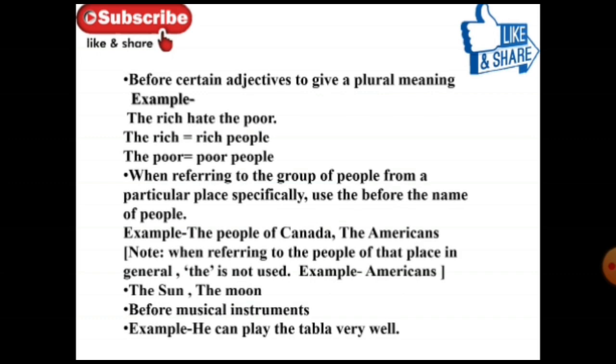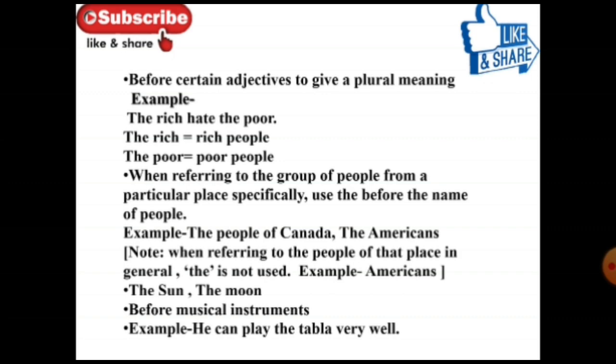Before certain adjectives to give a plural meaning: the rich hate the poor. Here, rich and poor are plural in meaning. Rich means the group of all the rich people in the society. The poor means the group of all the poor people around us. So there, the is used along with that.